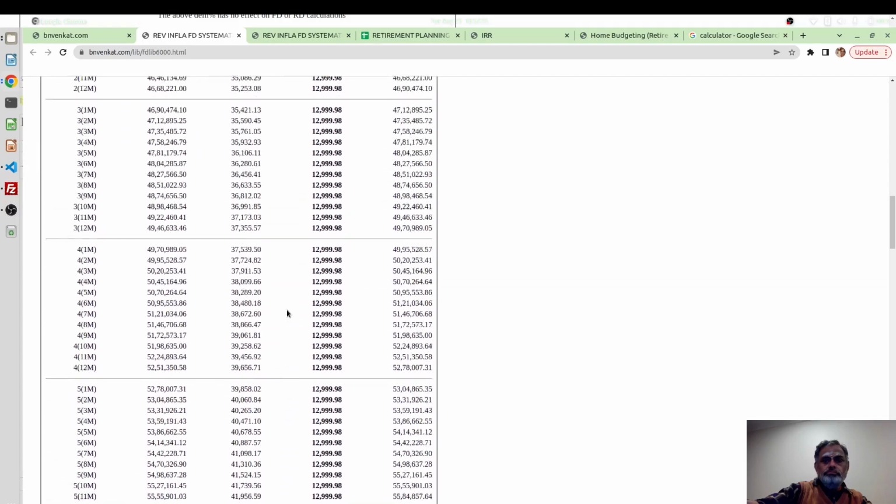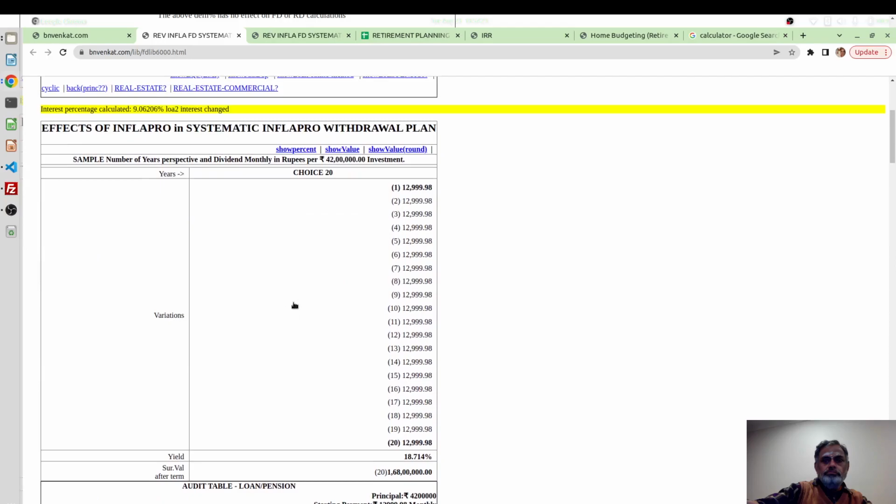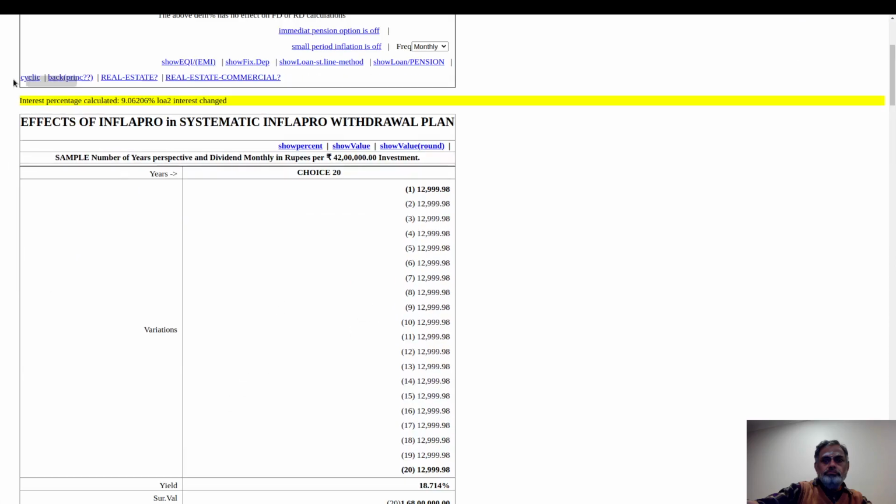Anyhow, we will restrict to this page itself, it is sufficient. We will go back to our presentation again. See, this table is shown here.